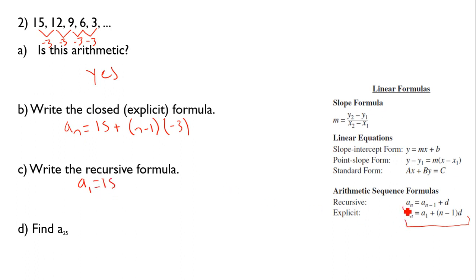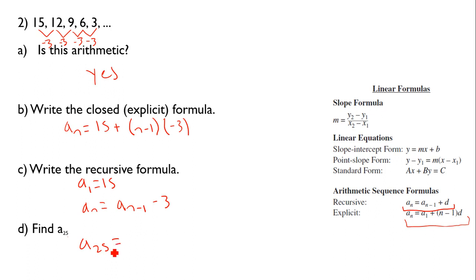And then we can plug it in straight into this over here, okay? So a sub n equals our a sub n minus 1 plus d. This time our d is negative, so plus negative 3, or simply minus 3. We're asked to find a sub 25. It's going to be much easier with the explicit.